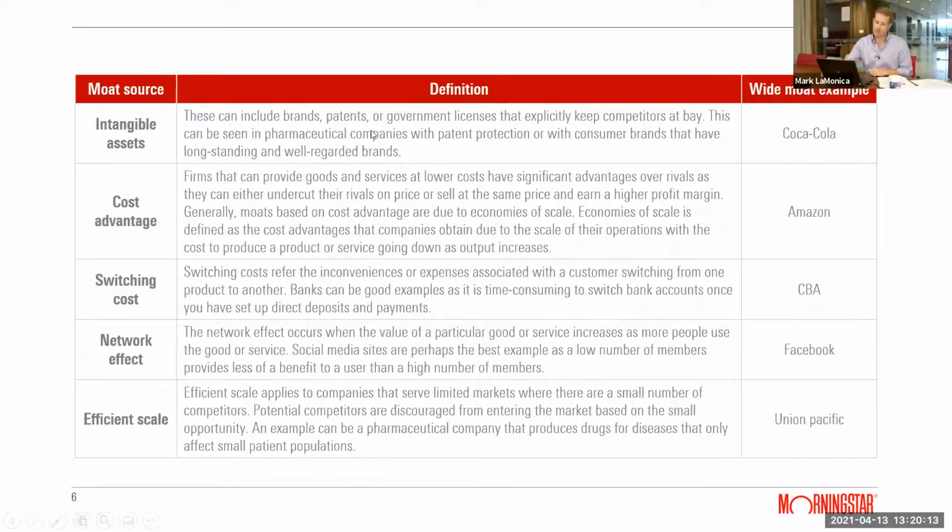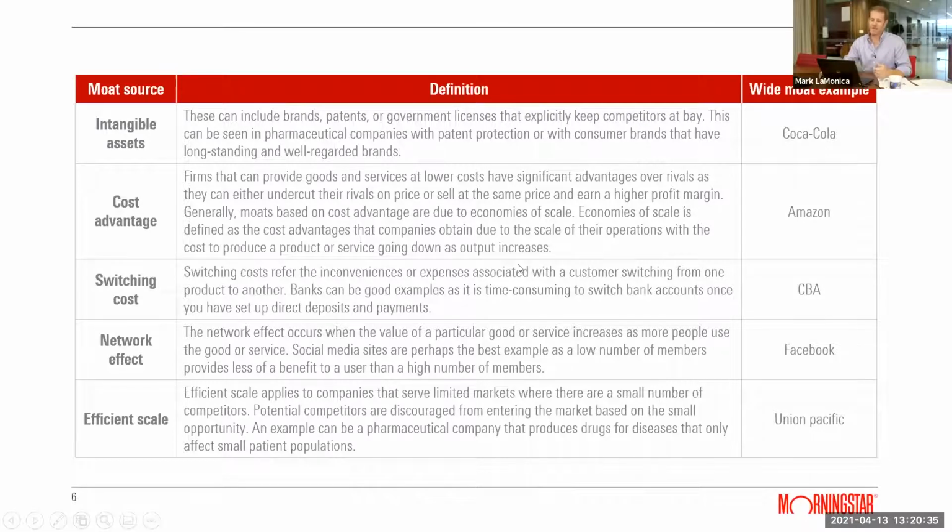Patent is another interesting one, patent and government licenses. So we could have a moat just because we've been granted legal protection. Patent, of course, happens a lot with pharmaceutical companies. They invent a new drug, and as a reward for all the research and development money they put in there, they get to exclusively sell it for some set amount of time. So that's patent.